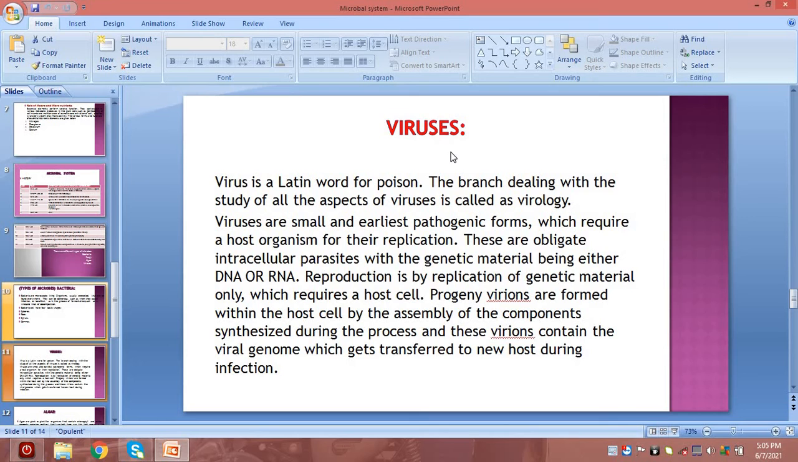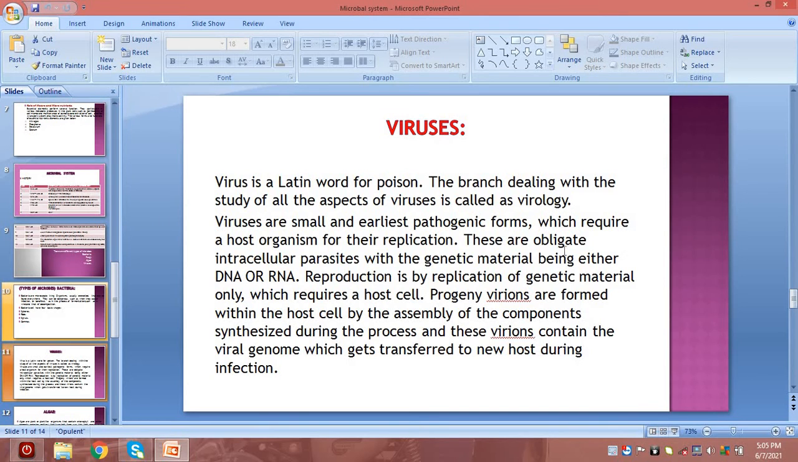They occur in several shapes and they are widely distributed in nature, infecting animals and plants. That's why we are calling them pathogenic. They will have the ability to cause the disease. Pathogenic is taken from the Latin word for poison. And the study of viruses, we are calling it virology.